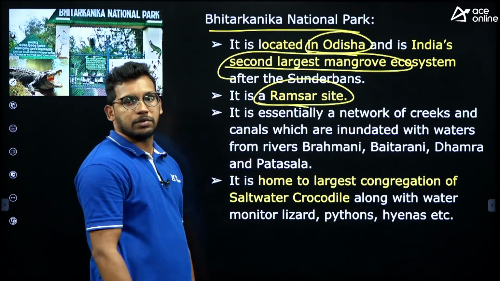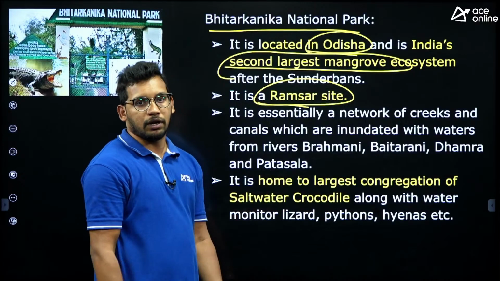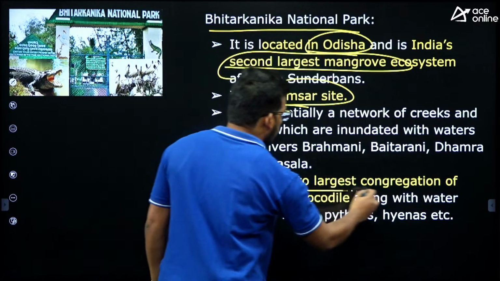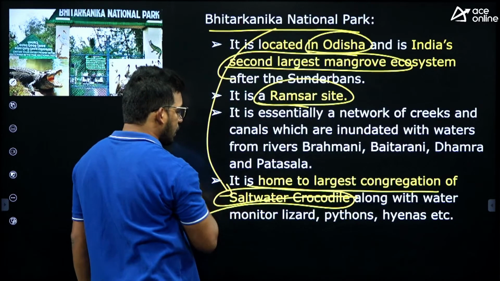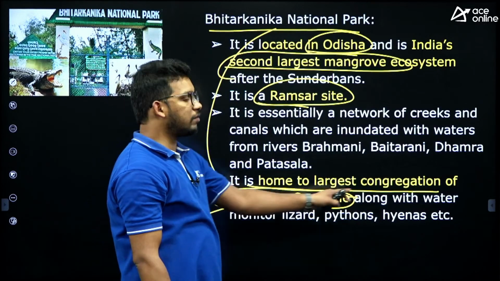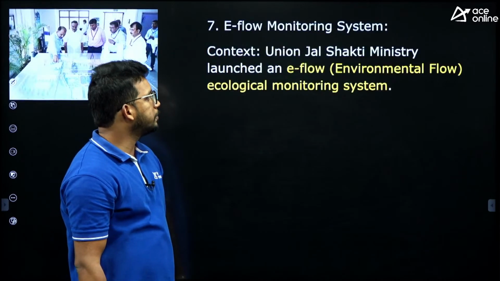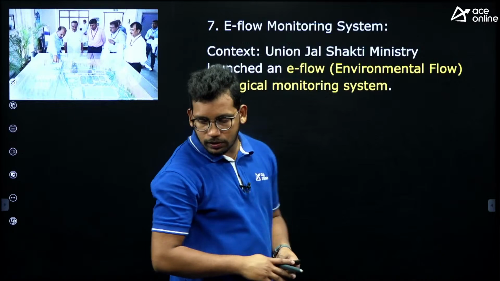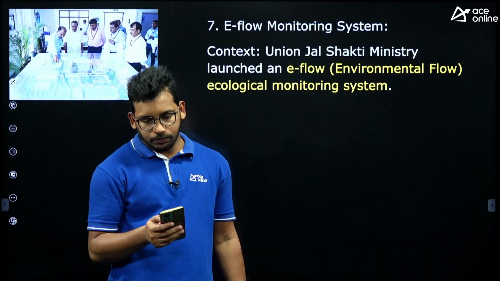We have discussed Ramsar sites many times, right, which were launched in Iran, 1971, right? It is also home to the largest congregation of saltwater crocodiles. This Bhitarkanika National Park is the home for many of the saltwater crocodiles, right? So this is about the facts. Any doubts? The last article, we are coming to the last article now.